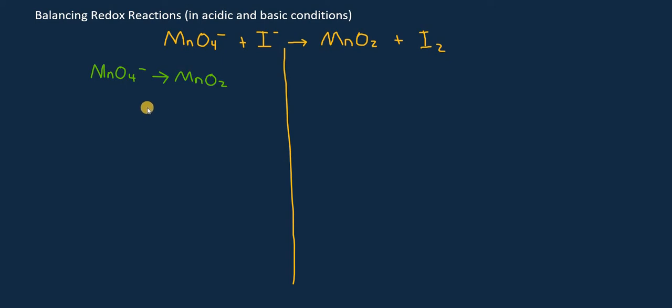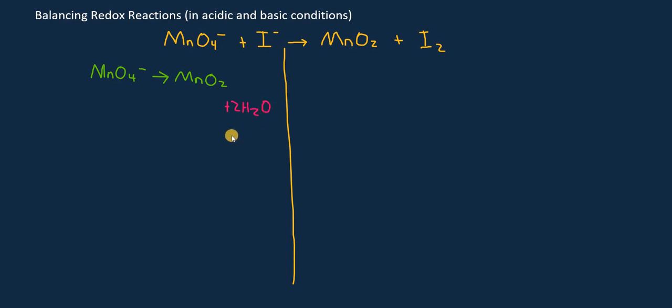So now we want to worry about balancing the oxygens. To balance oxygens, you add water molecules. You add enough water molecules to balance the number of oxygens that you need. On this side, I have 4 oxygens. On this side, I have 2 oxygens. So on this right side, I need to add 2 water molecules. Remember, there's 1 oxygen in every water molecule. So adding 2 water molecules will give me those 2 oxygens that I need.